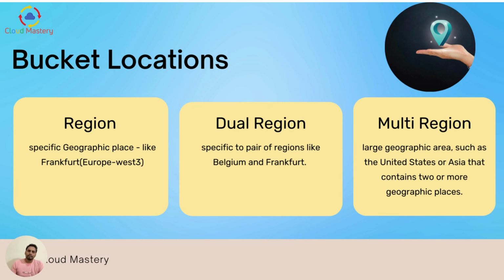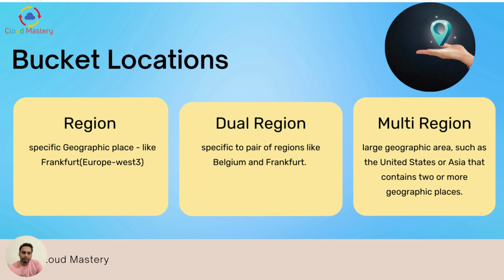One region basically has two or more zones. Each zone, in case of Europe West 3, is like Europe West 3A, Europe West 3B. So these are the different zones. These are the physical data center locations. So this is how the regions and zones are defined within GCP.